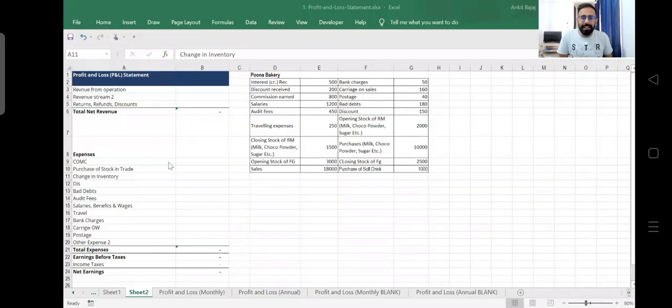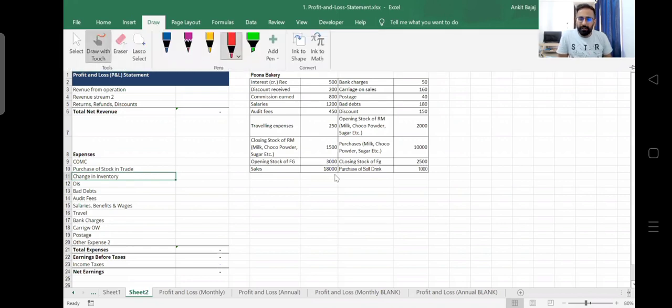So here I have taken the example of a bakery. A very famous brand in Pune is Pune Bakery, so I will be discussing Pune Bakery right now. If you see, I have taken the transactions of Pune Bakery: interest received, discount received, commission earned, salary, audit fee, traveling expenses, closing stock of raw material, opening stock of finished goods, sales, etc. You can see the transactions given in the transaction book, and with the help of these transactions, we have to prepare the profit and loss account of Pune Bakery.